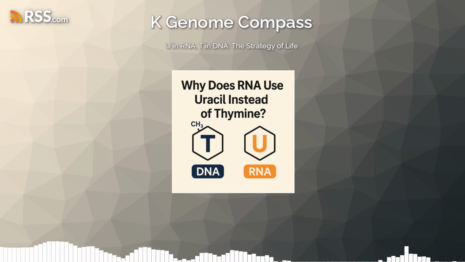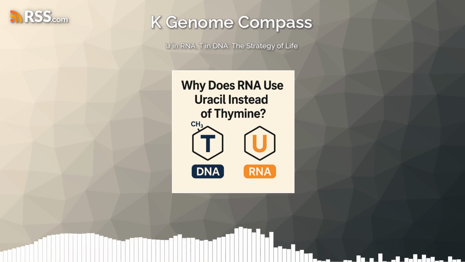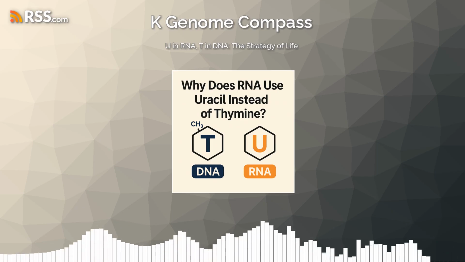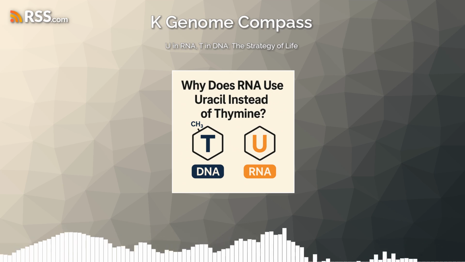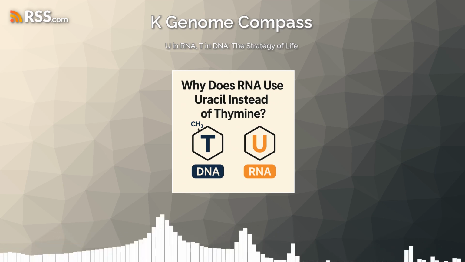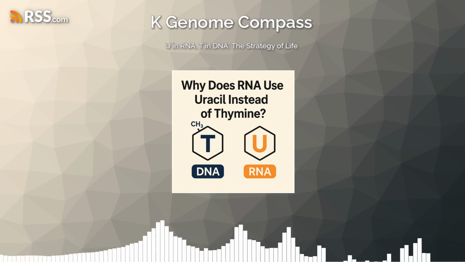Right. Now, here's the twist. This 5-methylcytosine can also deaminate, just like regular cytosine. But because it already has that methyl group, when it deaminates, it doesn't turn into uracil. It turns directly into thymine. Wait, methylated C turns straight into T, the normal DNA base?